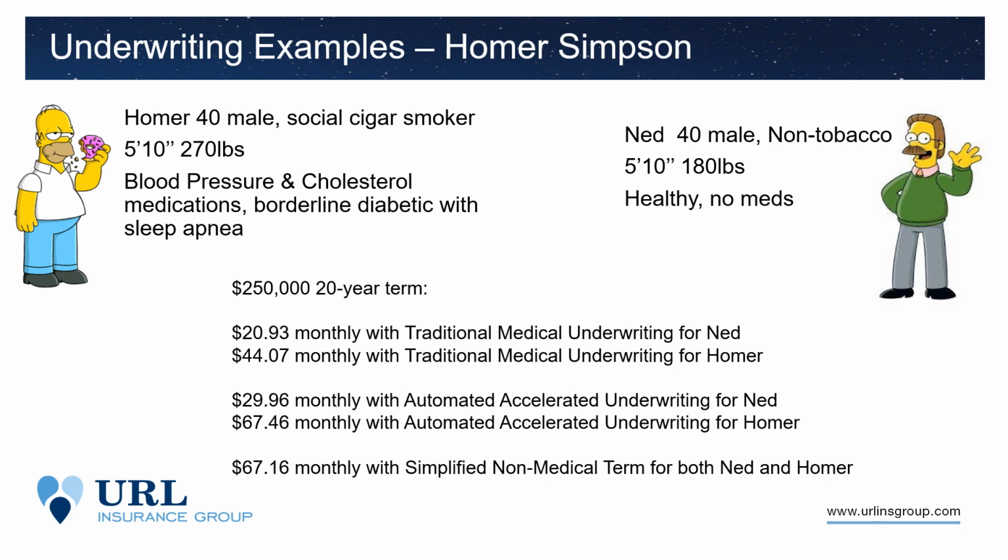And then for a simplified non-medical, both Ned and Homer would have the same rate because they're the same age. It doesn't matter about their health status, they're going to be $67.16 each. So the simplified non-medical process would probably benefit Homer way more than Ned, because Ned, if he went through the hoops, can get a premium for as little as $21 a month. So that gives you a little bit of an example of traditional medical underwriting, automated and simplified non-medical, and how that would work in the real world.